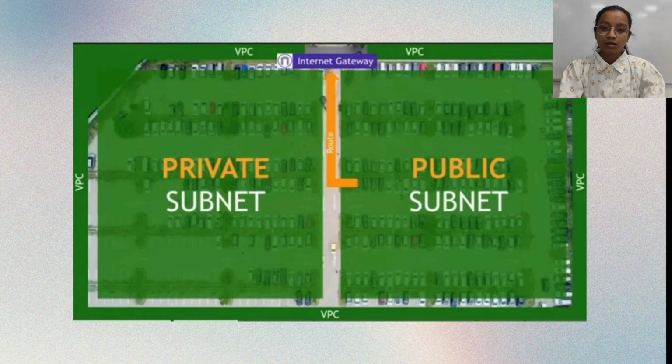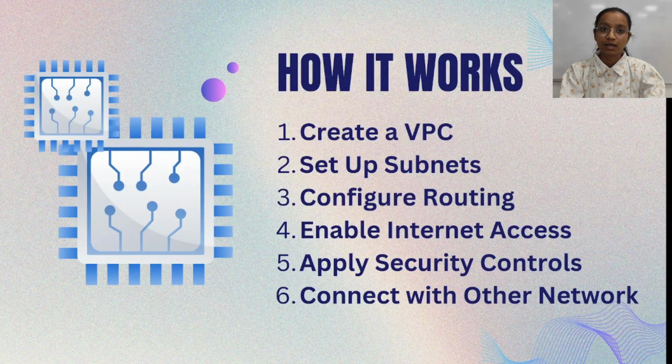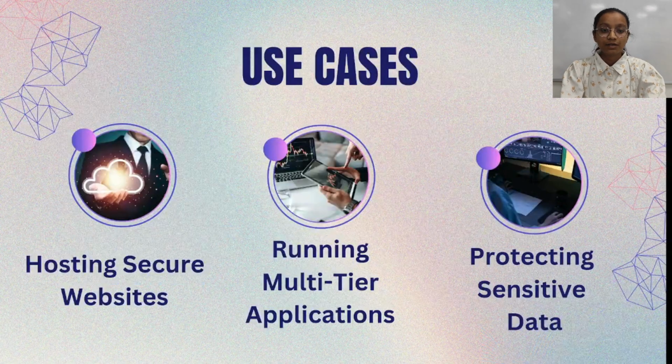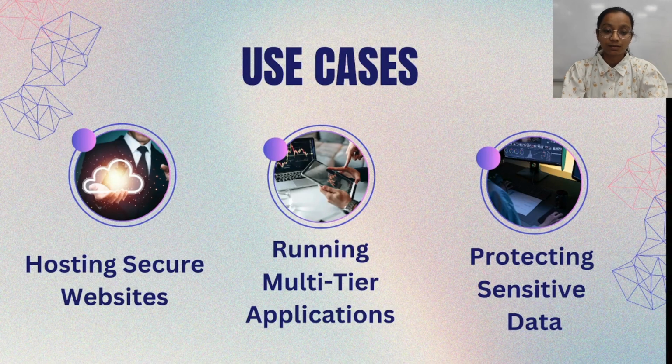So now let's talk about how it works and how to use the Virtual Private Cloud service. First we have to create a VPC, then set up the subnets, configure the routing, enable the internet access, apply the security controls, and that's it. Now you can connect with other networks to share your resources. Now here are some of the use cases, which include hosting secure websites, running multi-tier applications, and protecting sensitive data. One of the most important benefits of Amazon Virtual Private Cloud is that it is highly secure because it isolates your virtual cloud from the rest of the AWS world.